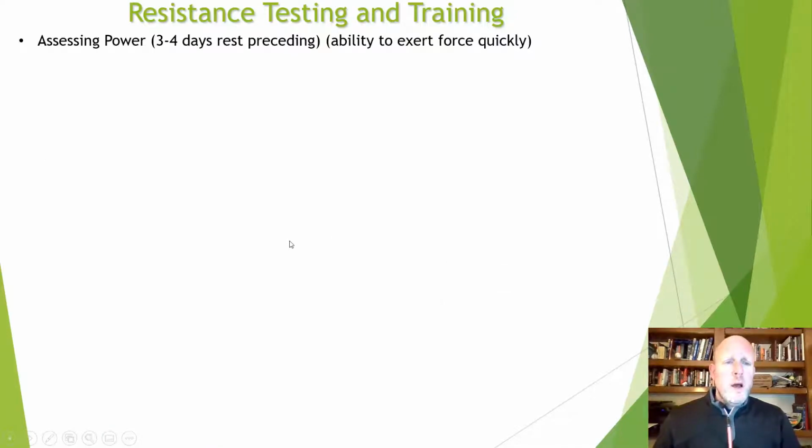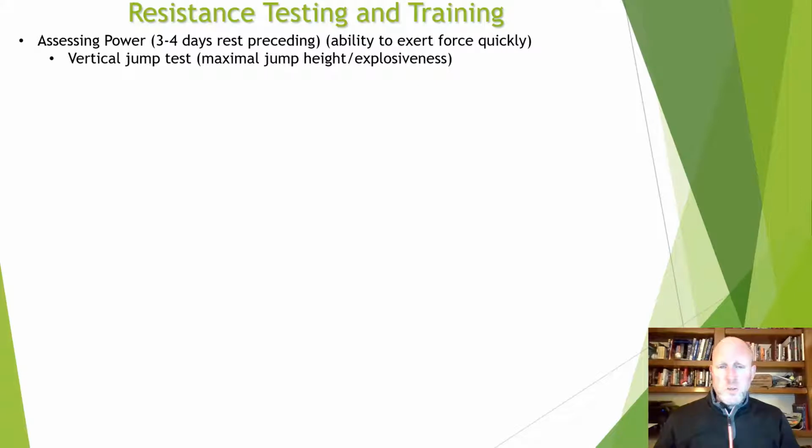Assessing power. There should be 3 to 4 days of rest preceding for maximal power, the ability to exert force quickly. Vertical jump test we talked about already, the maximal jump height or explosiveness, jumping three jumps, and the maximal capacity for the height or hip displacement for a specific equipment you can place on the hip. And actually, if you're doing some tests, you might want to have them reach up and actually be up on their toes and understand their maximal reach before you jump. Not a bad idea, right?